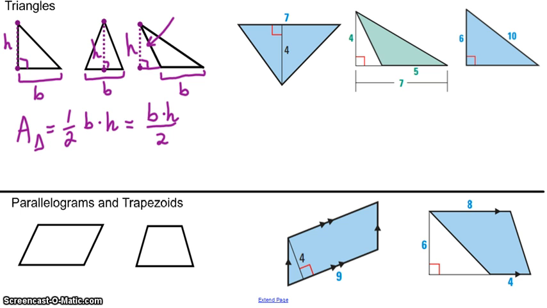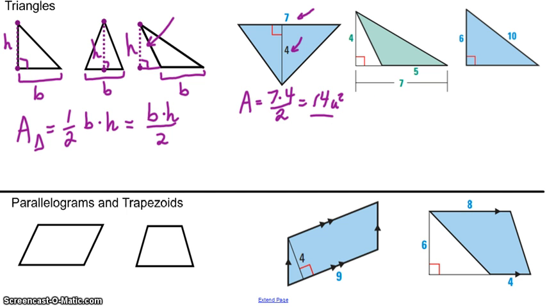Pause the video here and see if you can find the area of the next 3 triangles. Pause the video now. The answers will be up in 3, 2, 1. In the first triangle, we have the base, which is 7, times the height, which is 4, divided by 2. 7 times 4 is 28, divided by 2 is 14, and again, that is 14 square units.